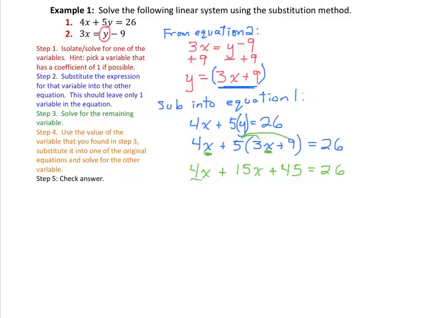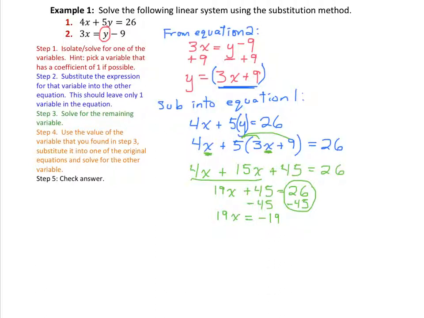The next thing we can do is gather like terms. So our x terms are like terms. We're going to have 4x plus 15x is 19x, plus 45 equals 26. Now we have just one x term, so we need to keep solving for x by isolating it. First thing we need to do is get rid of any addition or subtraction. So we'll get rid of the plus 45 by subtracting 45 from both sides. And we're left with 19x on the left side and equals negative 19 on the right side, because 26 minus 45 is equal to negative 19.